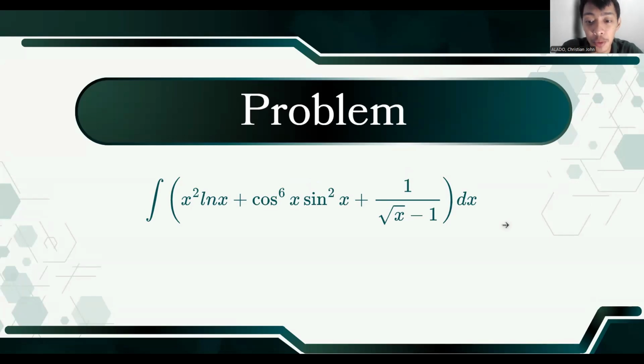For this week, we have an integral calculus problem, which wants us to take the integral of the equation x squared ln of x plus cos raised to 6x sine squared x plus 1 over square root of x minus 1 dx. To solve this problem efficiently, let us first apply linearity, which means we take the integral of each term one at a time separately.